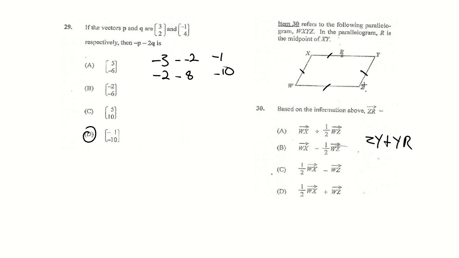Now, ZY, we don't have any Z's here, so we're going to be looking at what is parallel to ZY. WX. So we're looking at WX, right? We're not doing half of WX. Anything that has a half of WX will be incorrect. And then we're going from Y to R, which would be a half.